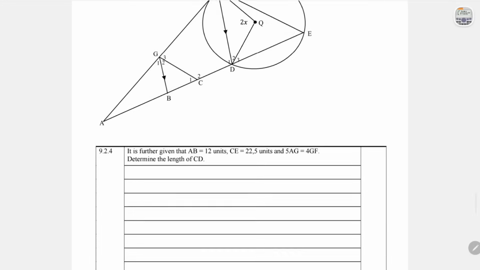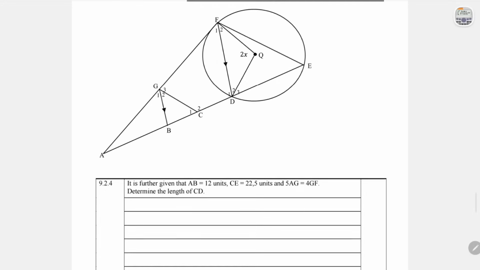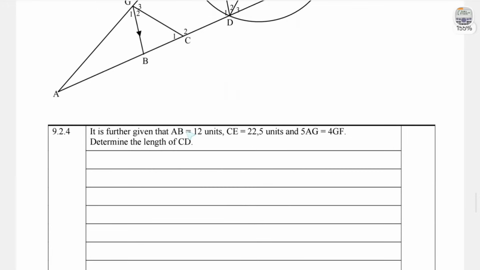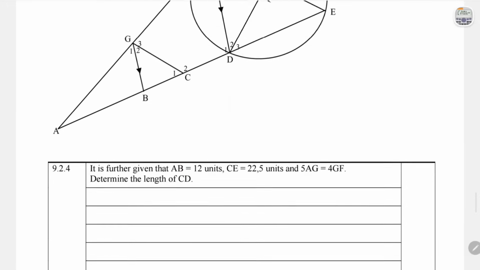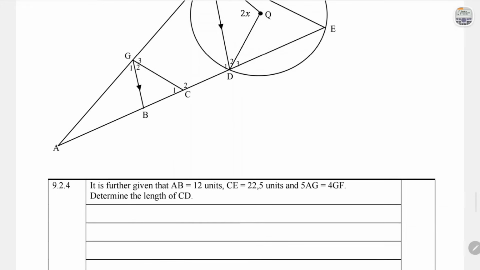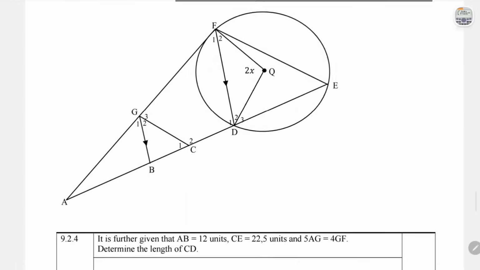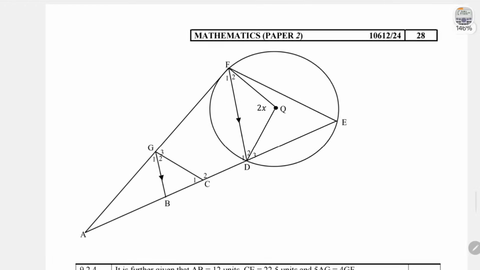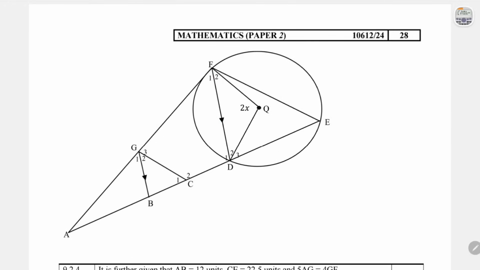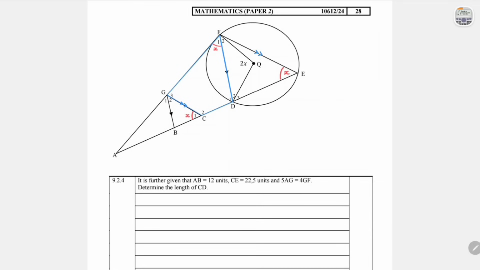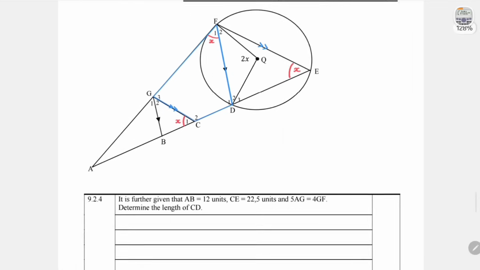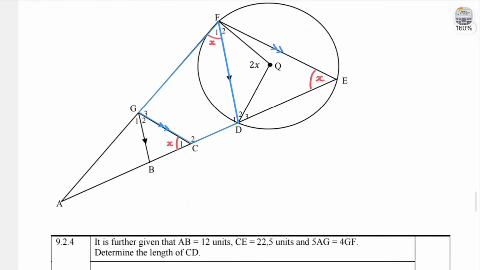Then question 9.2.4, the last question for question 9, says, it is further given that AB is equal to 12 units, CE is 22.5. Okay, so they're giving us some lengths and ratios. So let's just fill in what we already had in here first. Let's just get that filled in first. Okay, so with this question, let's just put down what they have given us.